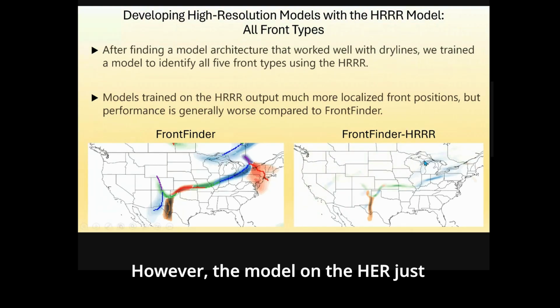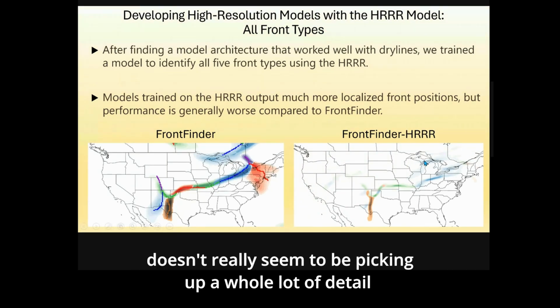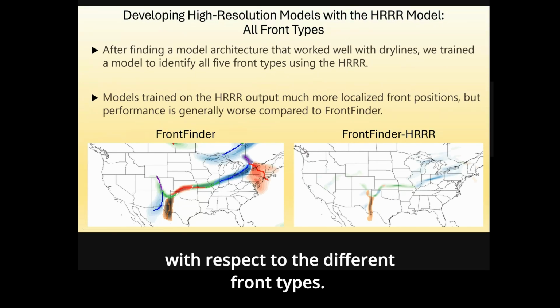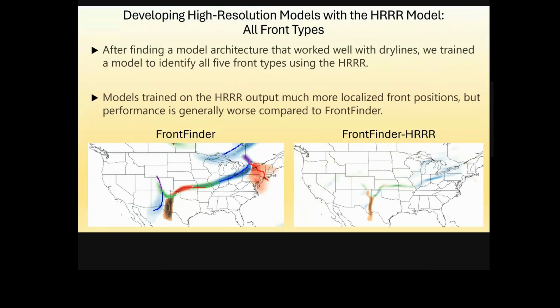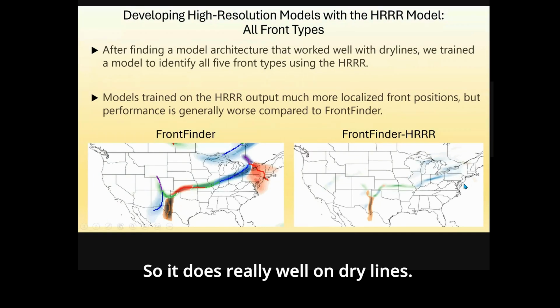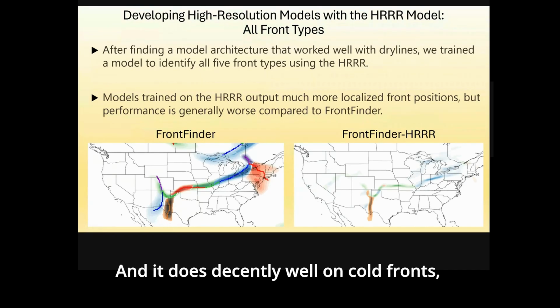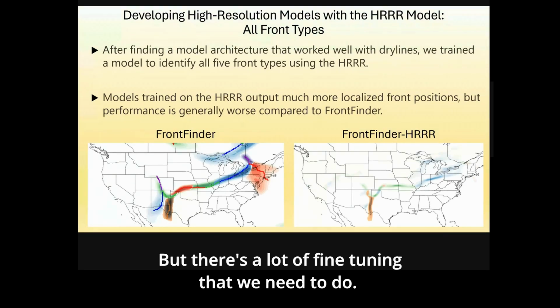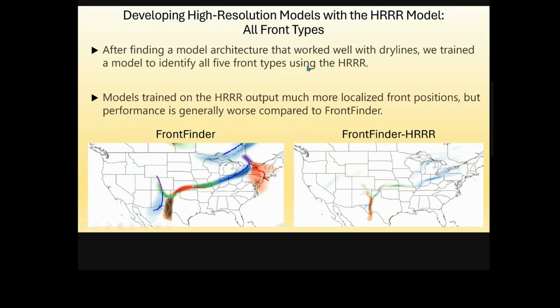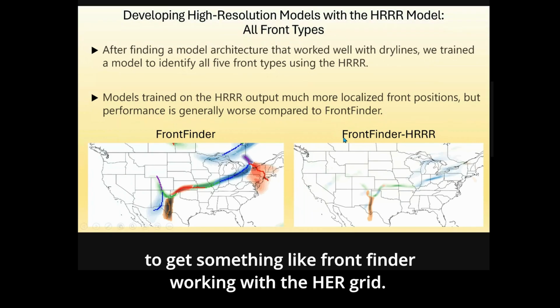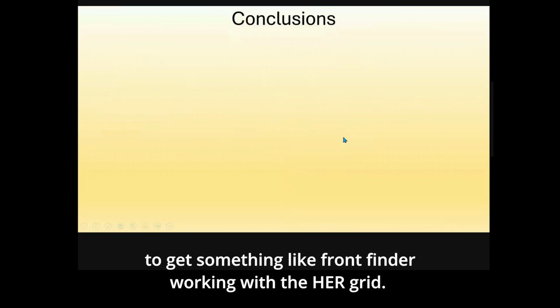However, the model on the HRRR just doesn't really seem to be picking up a whole lot of detail with respect to the differing front types. It's got the positions generally well. However, especially with the warm fronts, especially with this warm front up here in the northeast, there's basically nothing there. So it does really well on dry lines, and it does decently well on cold fronts, as far as we can tell. But there's a lot of fine tuning that we need to do, and there's a lot of work to be done to get something like Front Finder working with the HRRR grid.